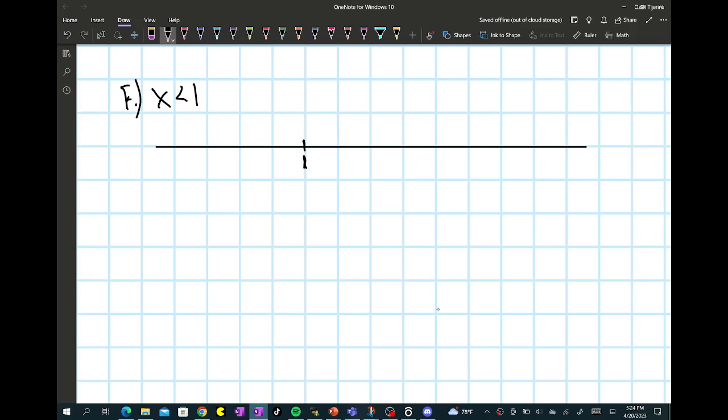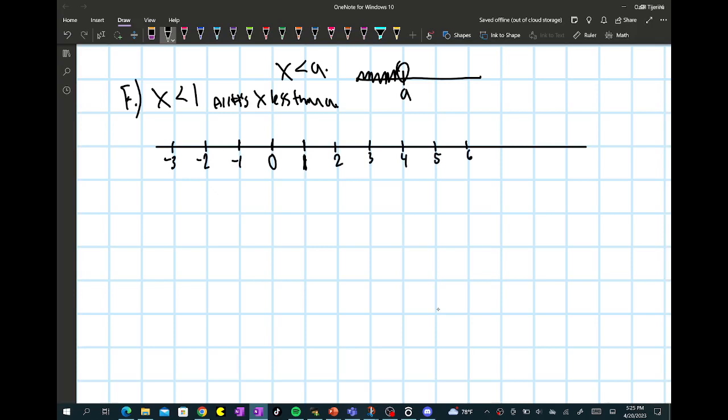So we know that when x is less than a, the way that this looks is, here's a, there's an open circle, and we're shading to the left, because it's x less than a. All numbers x less than a, right? So when we have 1 here, here's 1, and I'm just going to fill in the graph here.